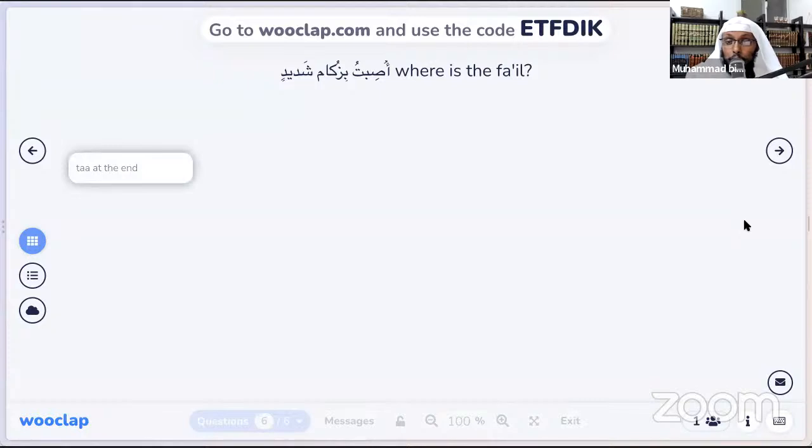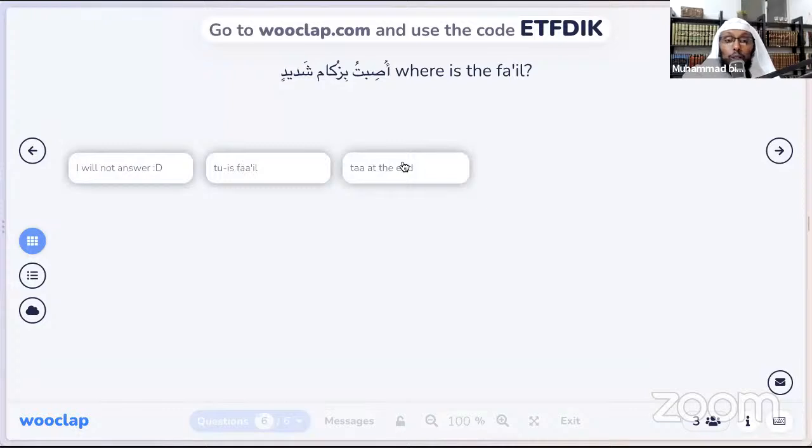What's the fi'l madi? The fi'l madi of isaba is usiba, which is what we're going to talk about now, inshallah. Okay, so someone said that the fa'il, the subject, is the ta at the end. Tu is fa'il. All right. Can you translate that for me then? Jazakallah khair for putting that down. Can you translate to what it means then? If ta or the tu is the fa'il, what would that translate to?